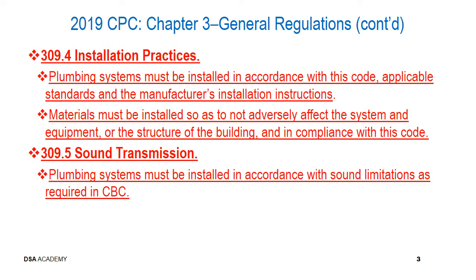A new section here is 309.5, and it addresses sound transmission and generally says that plumbing systems must be installed in accordance with sound limitations as required in the CBC. So this is just a generalized pointer to the California Building Code for any type of sound transmission parameters that must be adhered to in the CBC.